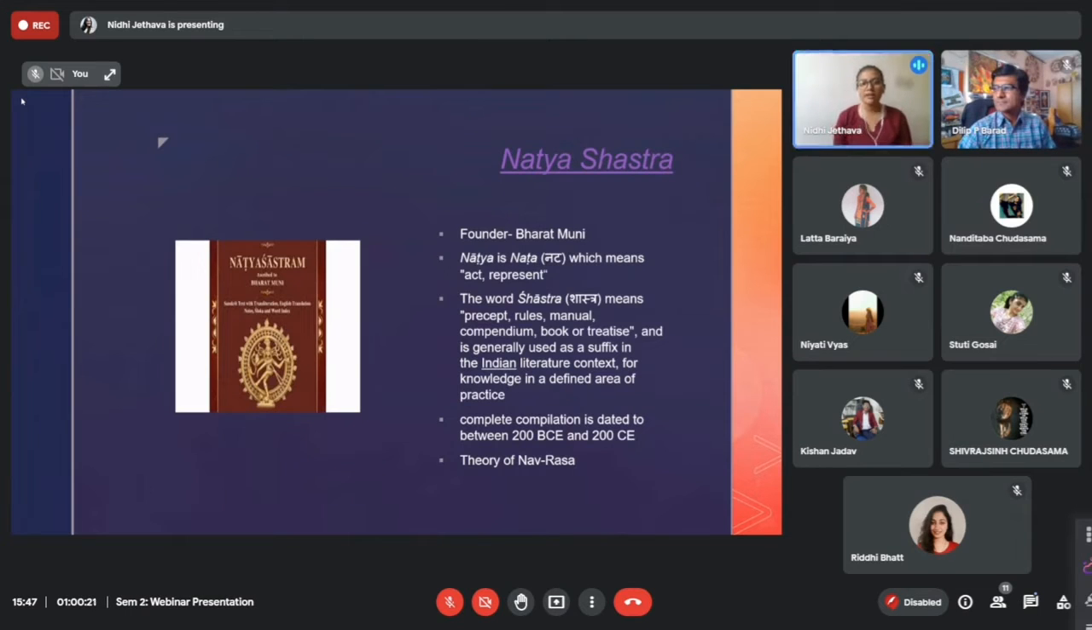The compilation is dated to between 200 BCE and 200 CE, and it consists of the theory of Navarasa. So Natya Shastra is a very interesting work written by Bharat Muni, and it consists of the theory of Rasa.